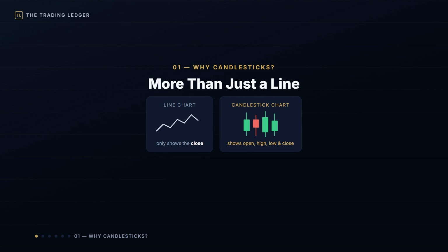Candlestick charts fix that. Each candle shows you 4 data points at once: where price opened, where it closed, and the highest and lowest points it touched in between. Traders have used this style of chart for centuries. It actually originated with Japanese rice traders in the 18th century, but the reason it survived is simple. It packs more useful information into one glance than almost any other chart type.